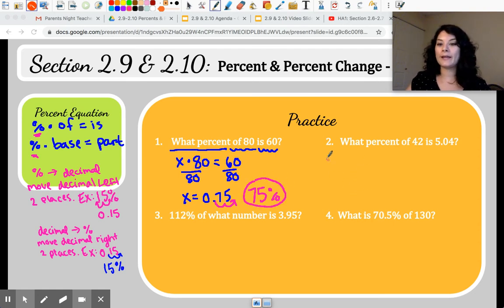Let's do another one like that. What percent of 42 is 5.04? So again, my percent is what I'm looking for, so that's my variable. I know the of value is 42.